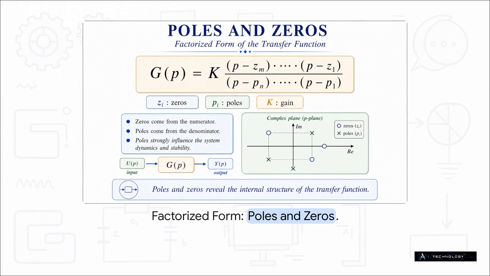And I really want you to remember this. Poles strongly, heavily influence the system dynamics and stability. Where these marks land on the grid completely dictates how the system behaves over time. We'll be exploring that deeply in the future. But for now, just think of the denominator as the system's DNA.